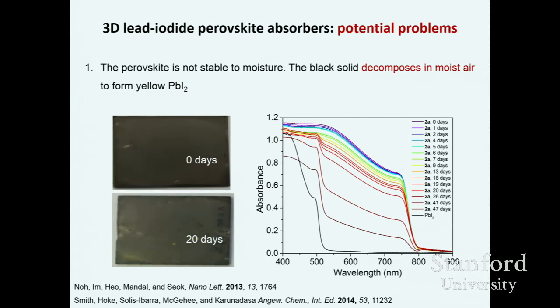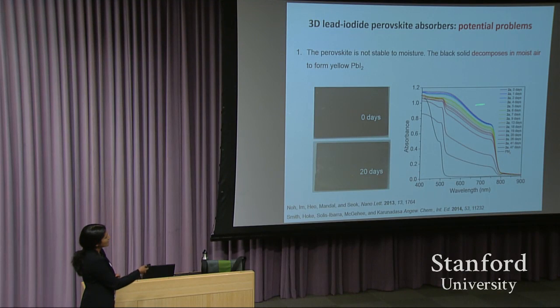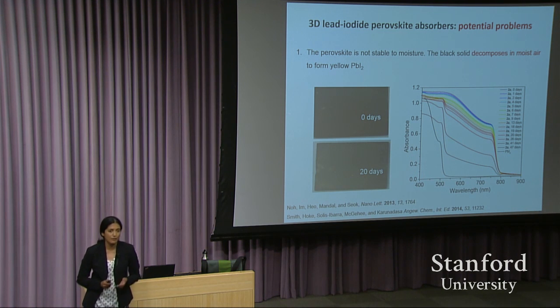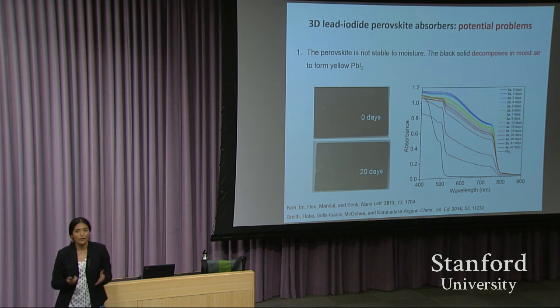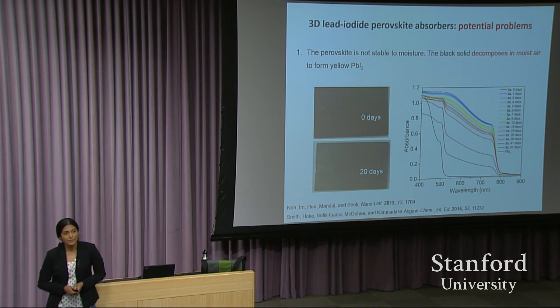It's bad news when your black solar cell absorber turns yellow, because that means it's not absorbing sunlight. So the black film absorbs all this light, but the yellow film will only absorb this much light. And the rate at which this film decomposes to the yellow lead iodide depends on the quality of the film, but eventually it will degrade.